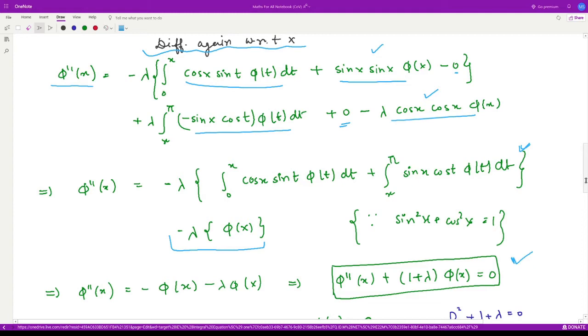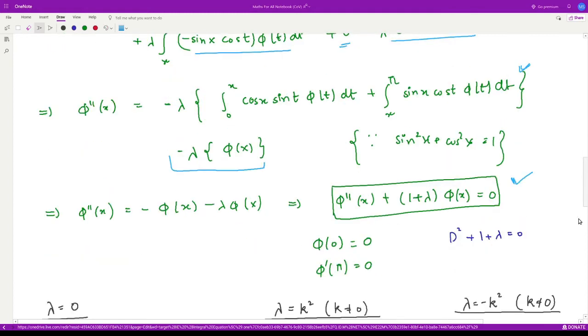Now to solve this equation, we also need some boundary conditions. So let us look at the value of phi at the left boundary, that is 0. And we shall also look at the value of either phi or phi dash at the right boundary. So let us look at phi of 0.